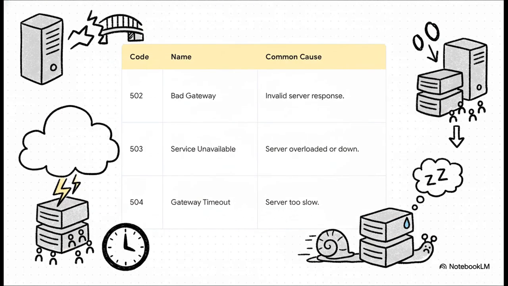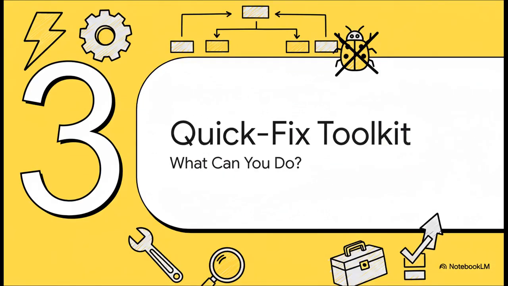Other server-side errors can give you a few more clues. A 502 means that different parts of the website's backstage area aren't talking to each other correctly. A 503 usually means the site is just swamped with too much traffic or it's down for maintenance. And a 504 means a server just took way too long to respond. For any of these, there's really nothing you can do but wait for them to fix it.